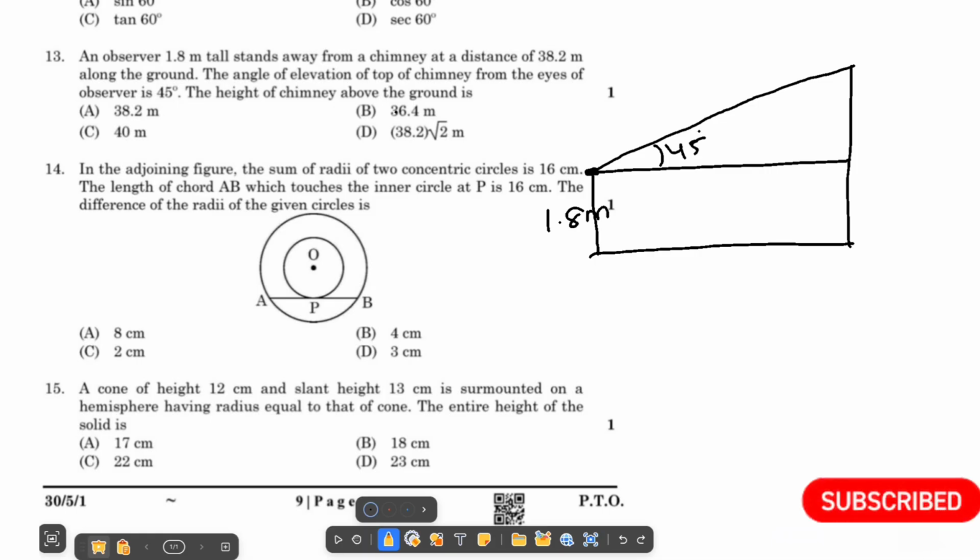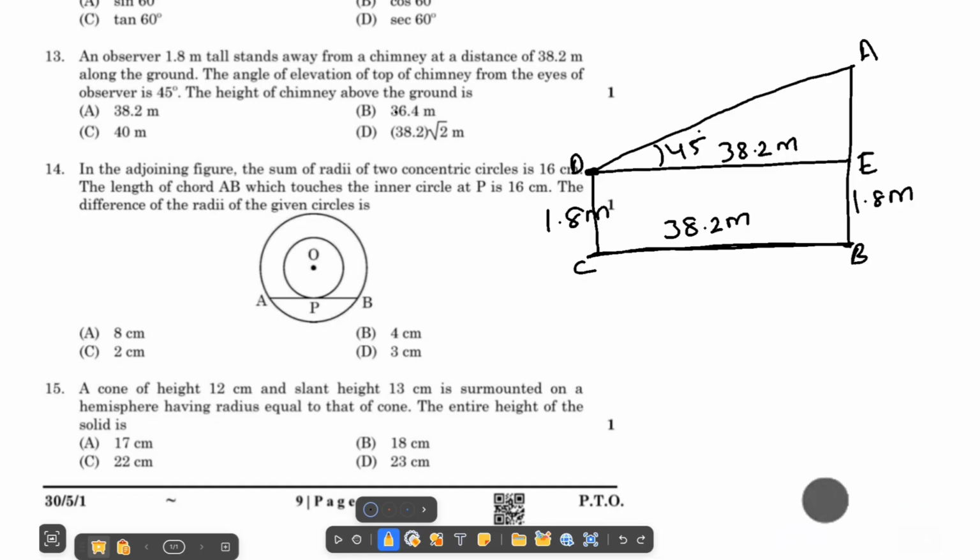Now let us name this figure A, B, C, D and E. If DC is 1.8 meters, then EB is also 1.8 meters. And it is given that the distance between the chimney and the observer is 38.2 meters. If BC is 38.2 meters, DE is also 38.2 meters. So let us take AE as X.